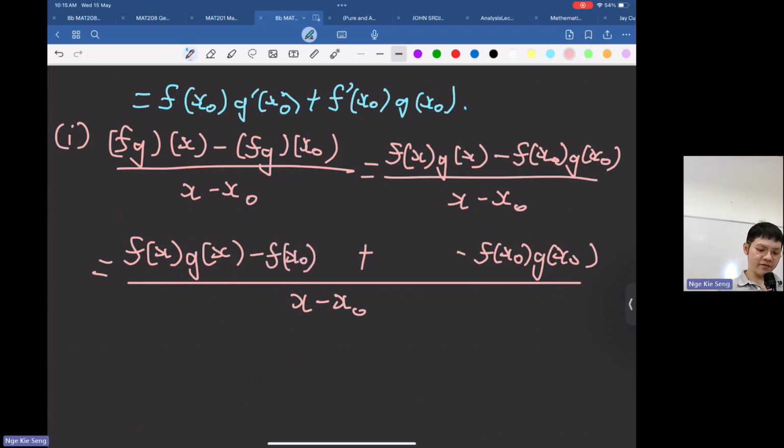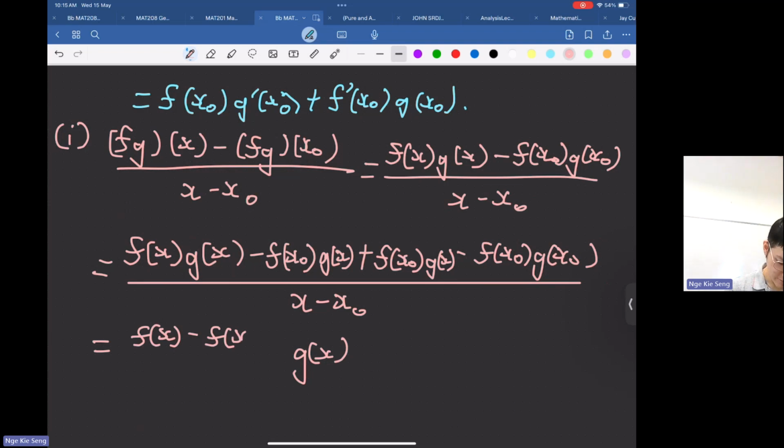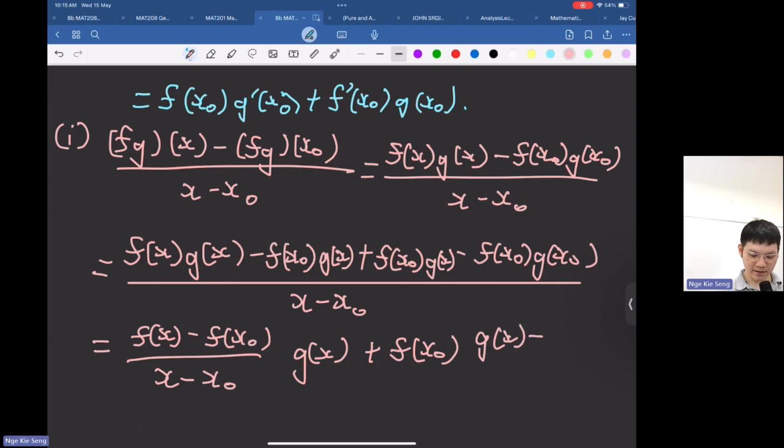Maybe we can introduce f(x naught) times g(x), and then minus it. After that, we can split into two sums by factoring out g(x) on this side. Then I get f(x) minus f(x naught) over x minus x naught, plus, on the other side, f(x naught) times g(x) minus g(x naught) over x minus x naught.